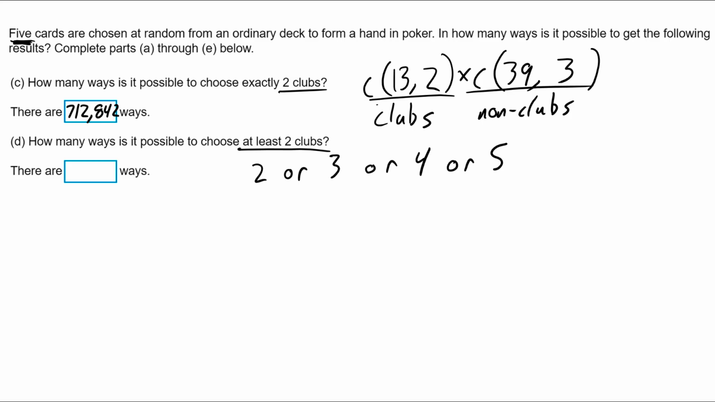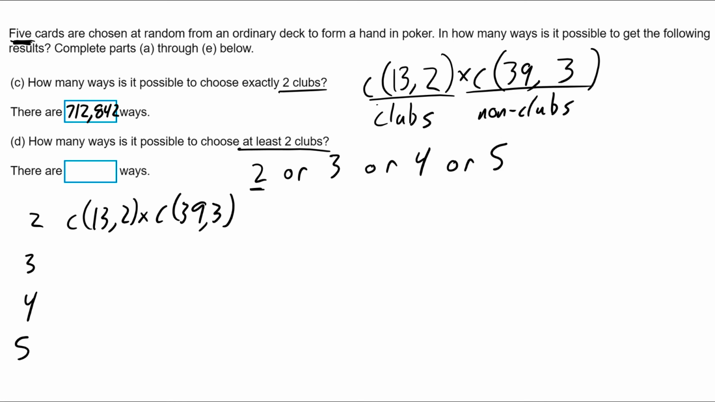So we have to calculate each of those individually. And we actually already calculated 2 clubs, so we already know this one. Now we just need to do 3, 4, and 5. So let's just write them all out. So 2, 3, 4, and 5. For 2, we already did that one. That was combination 13, 2 times combination 39, 3. That was the previous part.